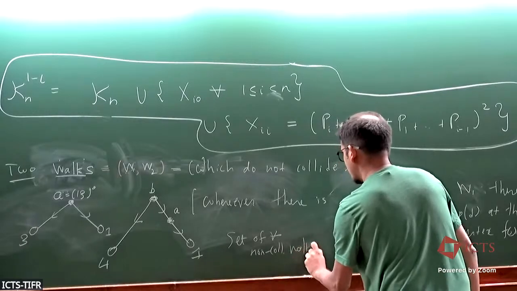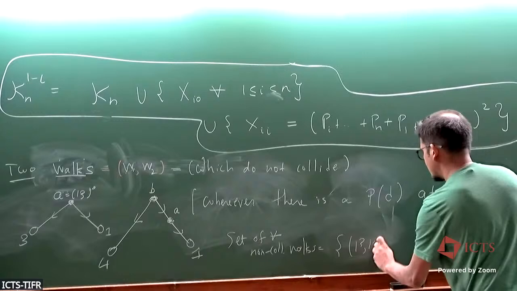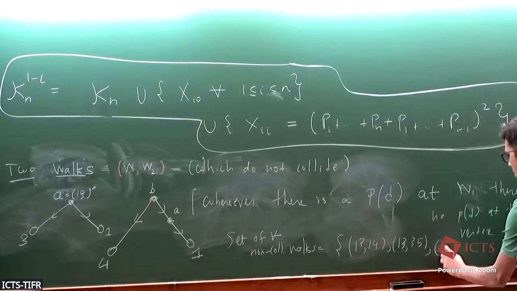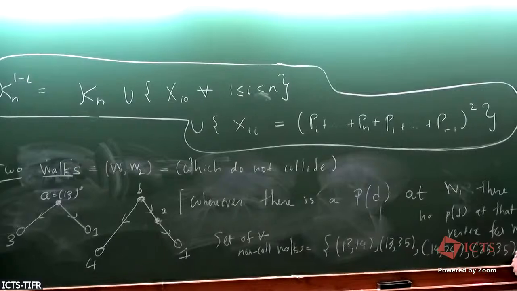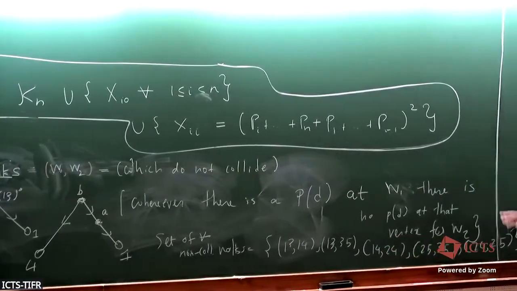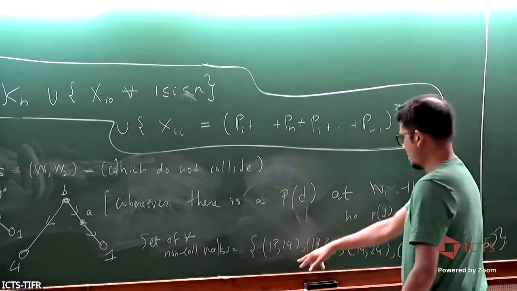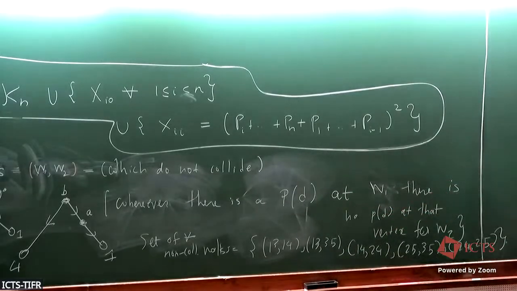is the following: 1,3 and 1,4; 1,3 and 3,5; 1,4 and 2,4; 2,5 and 3,5; and 2,4 and 2,5. I assure you, you can check carefully that this satisfies our criteria for non-colliding walks.